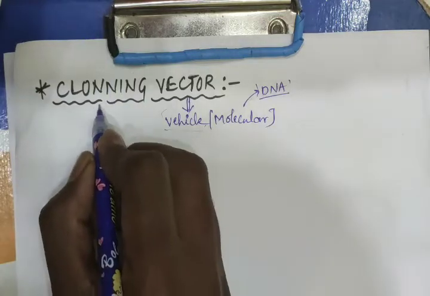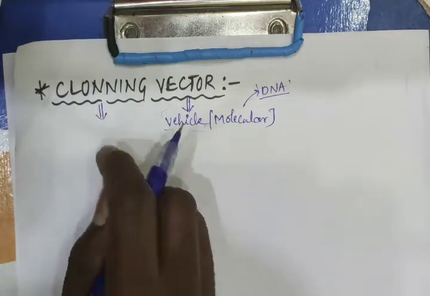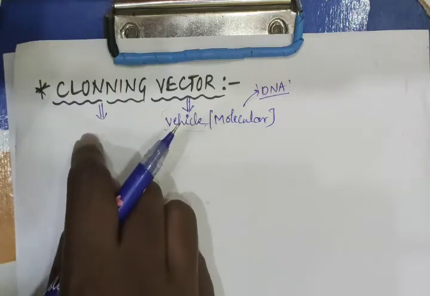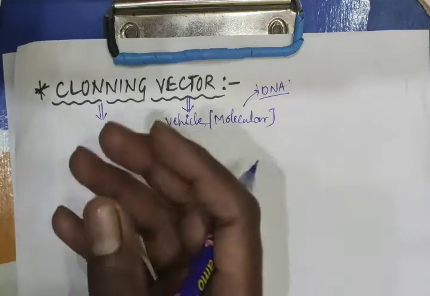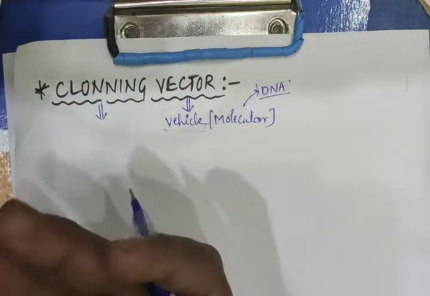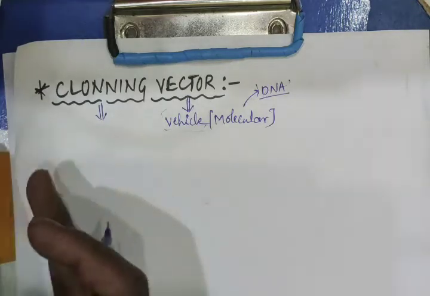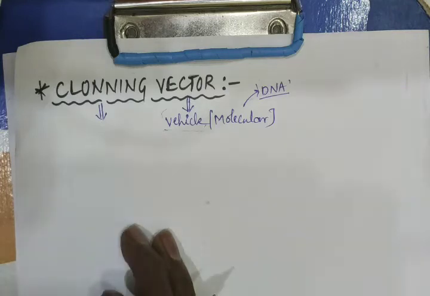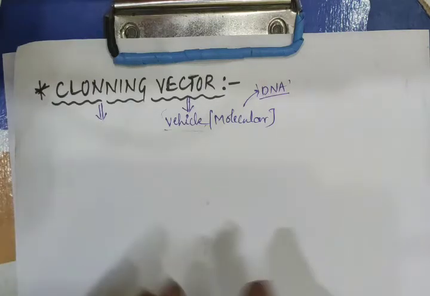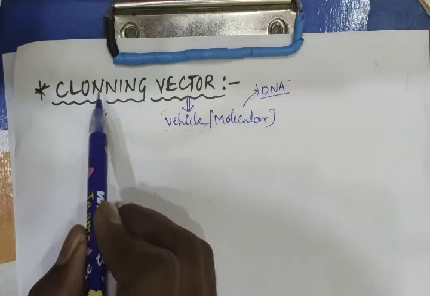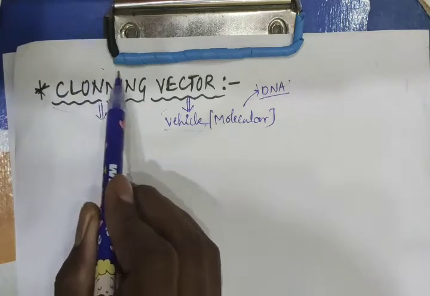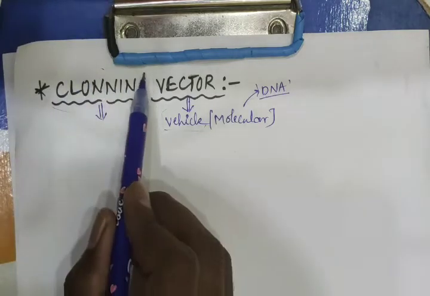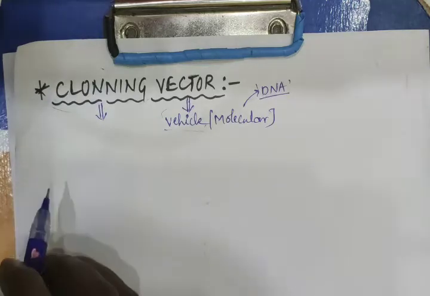Cloning vector. I think you have already heard the term clone. During asexual reproduction, many offspring are formed, and all the offspring look exactly similar structurally and morphologically. Such a group of organisms we refer to as clones. We already know that thing. In the same way, the process of producing clones is cloning.